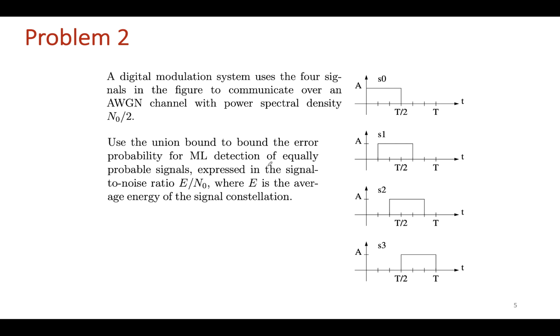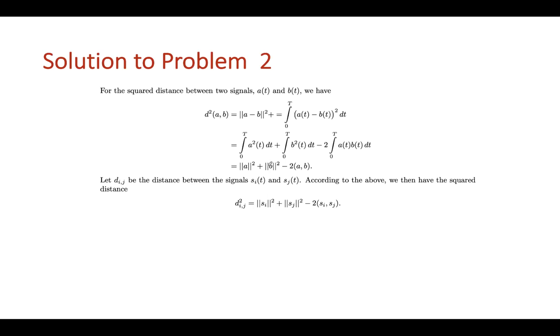Okay, so let's look into the solution. You can pause this video here and try working this out yourself and then look into the solution. Looking at the solution, for applying the union bound, you have to find the pairwise distance between all the pairs of signals. So you have four signals here, let's say they are like this: S0, S1, S2, S3.